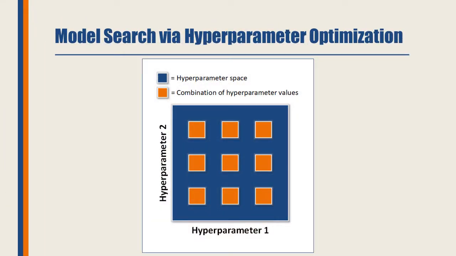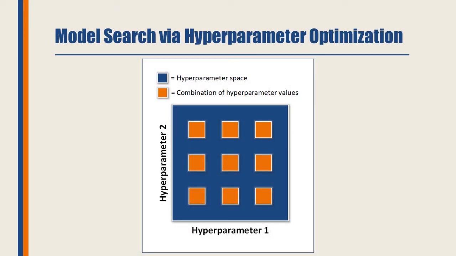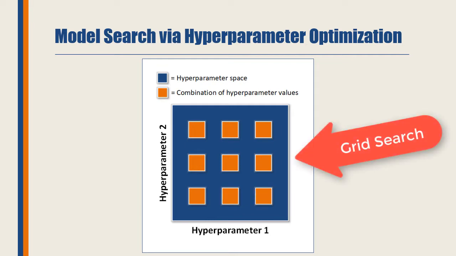Here we see a simple example of searching for an optimal model via hyperparameter optimization. In this example, we have two hyperparameters whose different values are represented by the horizontal and vertical axes. Each orange square represents a specific model, and as we can see, each model has its own unique combination of hyperparameter values. To determine which model is best, we simply evaluate the performance of each model and then retain whichever model exhibits the best performance. In case you're interested, this simple method of hyperparameter optimization is known as a grid search.